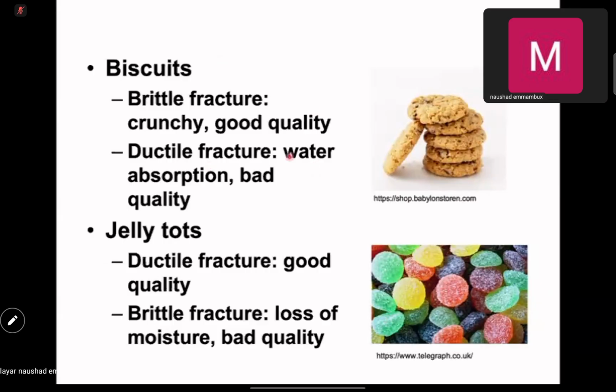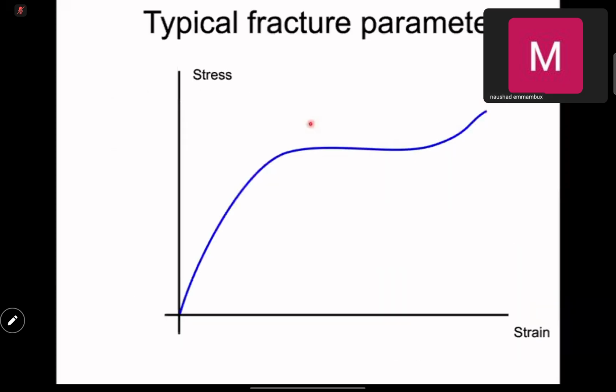So, to show you a hard texture compared to a soft one, you can do a large deformation test to look at good quality and bad quality biscuit or jelly tot. You can also use it to look at shelf life in terms of texture and relate it to sensory evaluation. So this is an application.